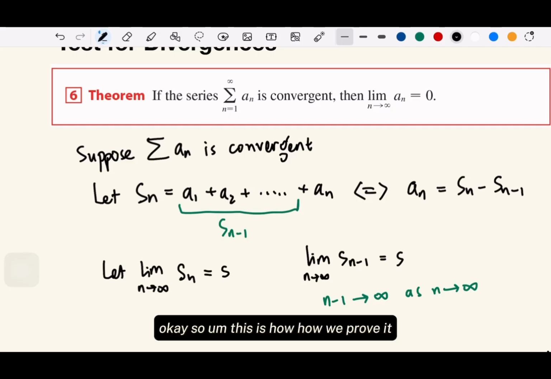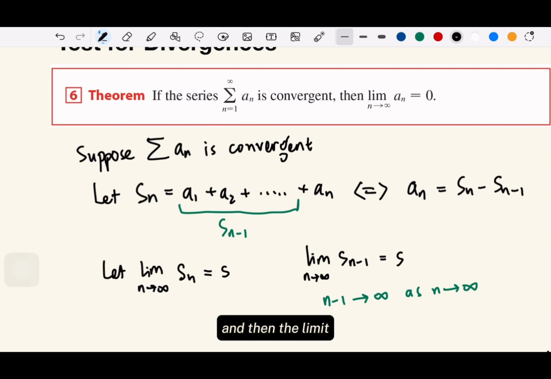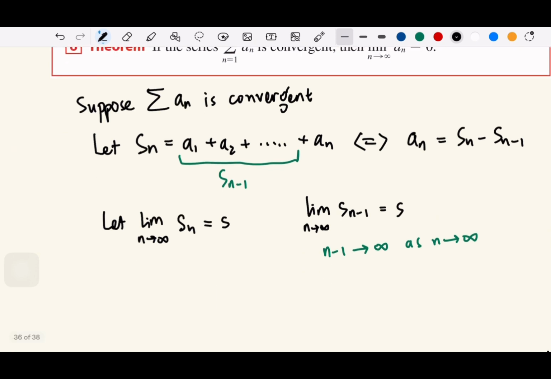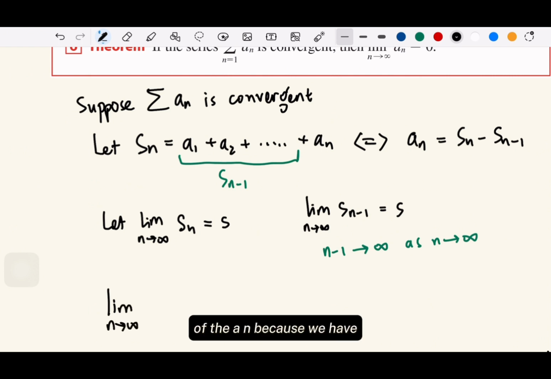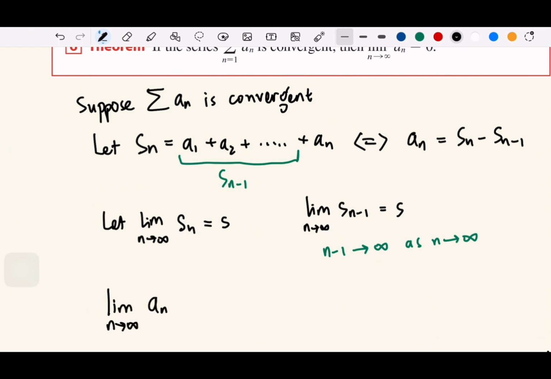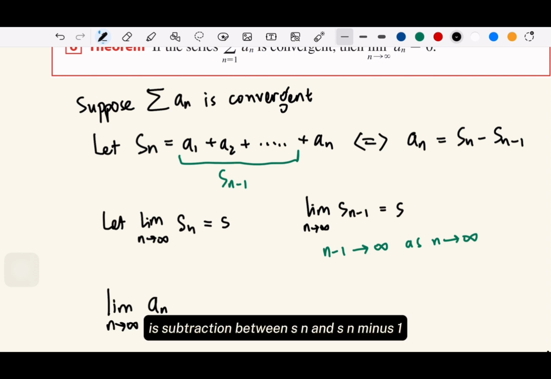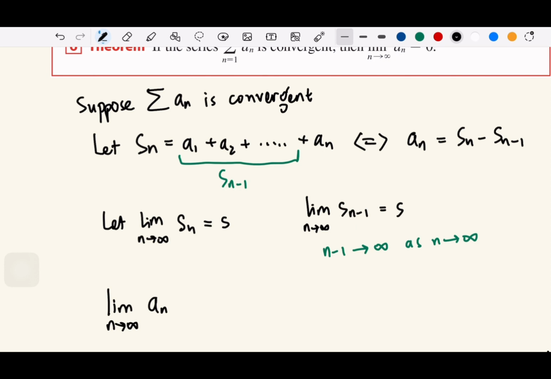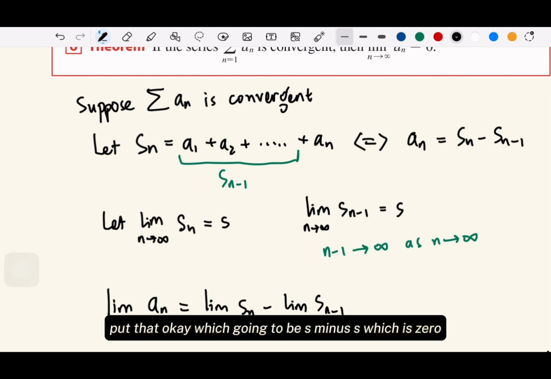Okay, so this is how we prove it. And then the limit of the an, because we have elaborated that an is the subtraction between sn and sn minus 1. So if we take the limit for an, this will equal to s minus s, which is 0.